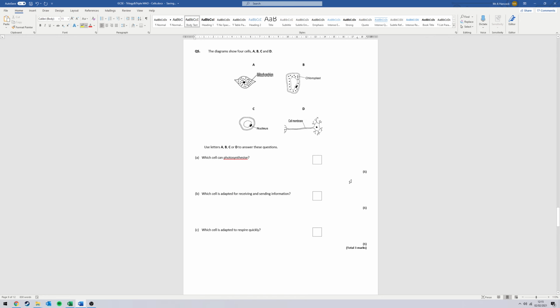Question 5. The diagrams show 4 cells, A, B, C, and D. You've got a mitochondrion here. You've got a chloroplast in that cell. You've got a nucleus in that cell. And you've got a cell membrane in that cell. Use the letters A, B, C, or D to answer these questions. Which cell can photosynthesize? Part B. Which cell is adapted for receiving and sending information? Part C. Which cell is adapted to respire quickly?